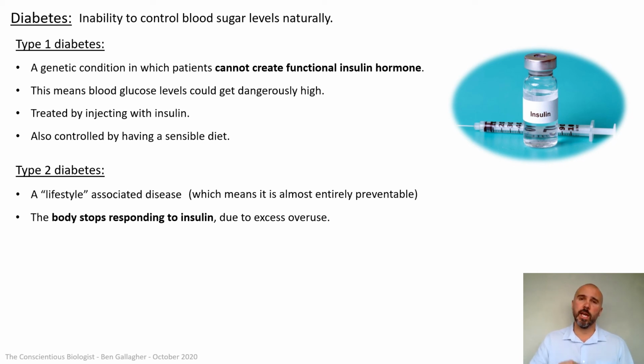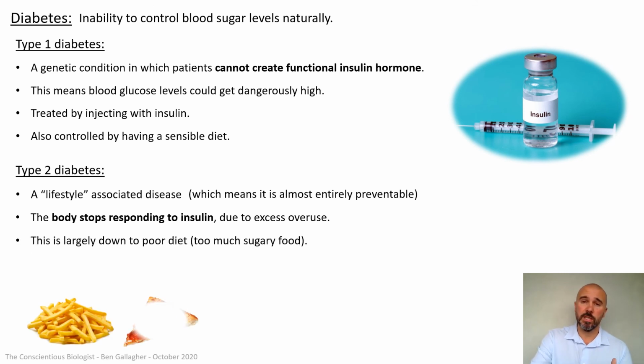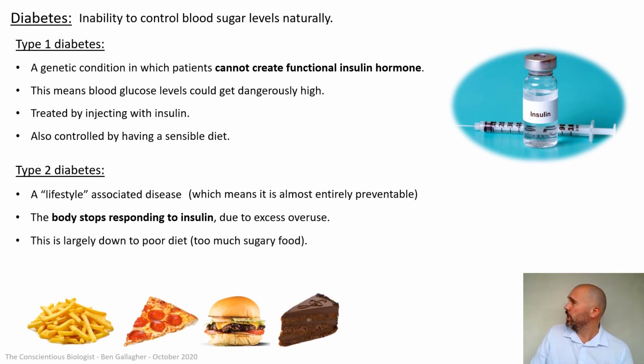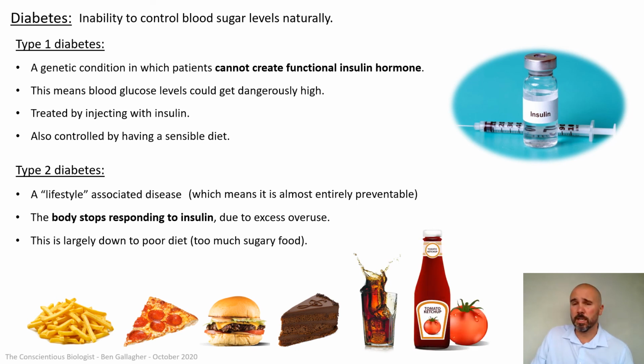Because the body is constantly going, take the glucose out of the blood, take the glucose out of the blood. Those cells that can do that just stop responding to it. And as I said, this is largely due to a poor diet, too much sugary food, too much carbohydrates, chips, pizza, burgers, cake, sugary drinks. Ketchup and sauces have huge amounts of sugar in them. Sweets, chocolates, all those kind of things, huge amounts of sugar in the carbohydrates going into your body, constantly elevating your blood sugar levels and requiring a huge amount of insulin. Your body just stops responding to that.